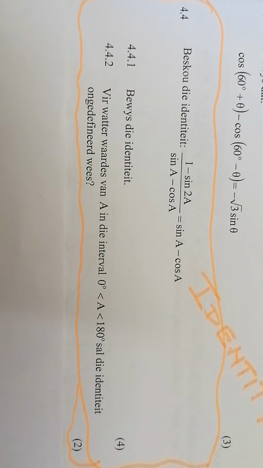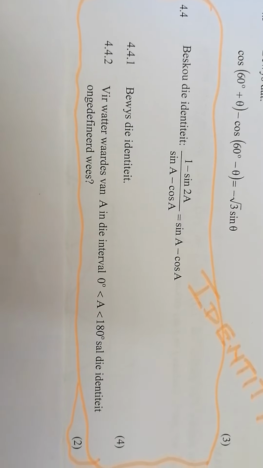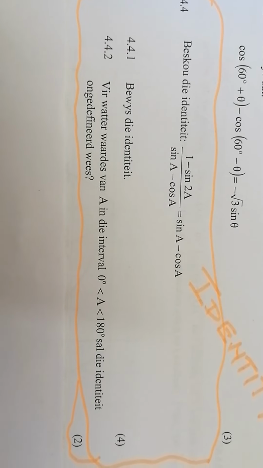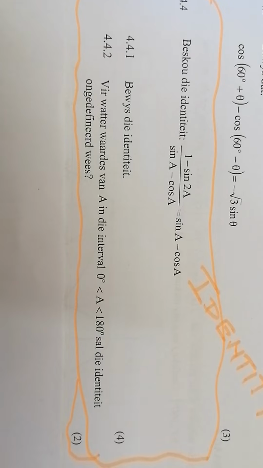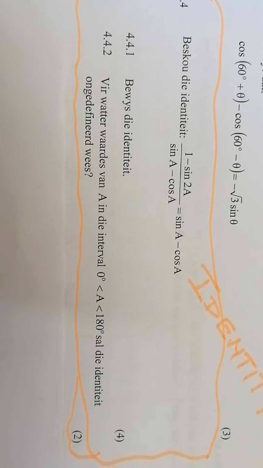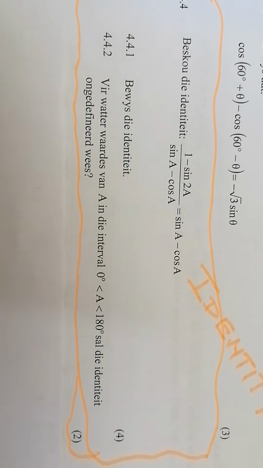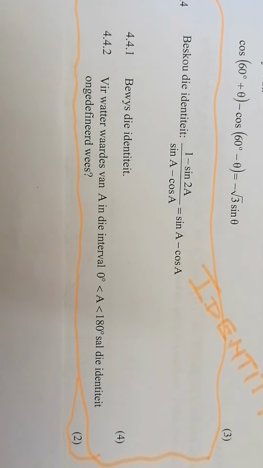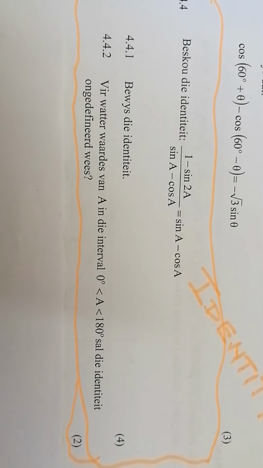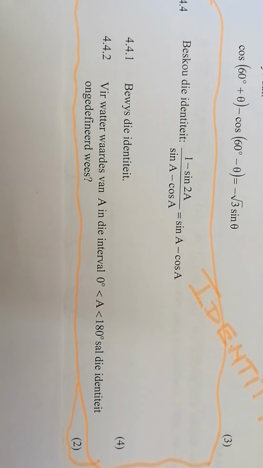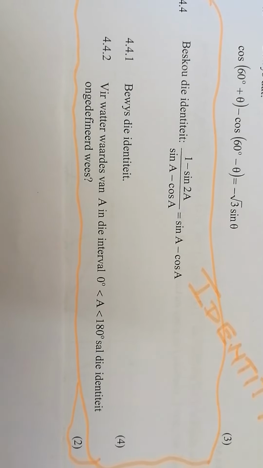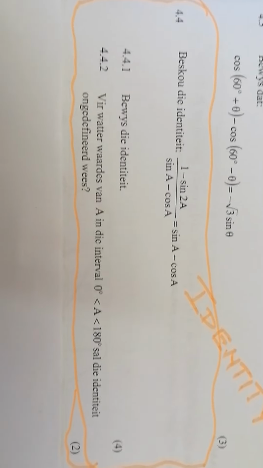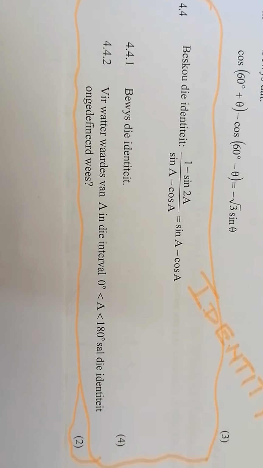Then 4.4.2 says, for which values of a in the interval 0 less than a less than 180 will the identity be undefined, for 2 marks. We should be able to do that. Now, let me give you tips on how to do this.